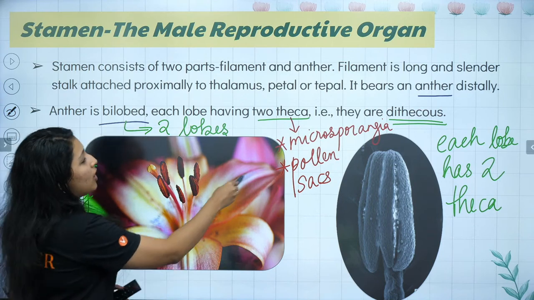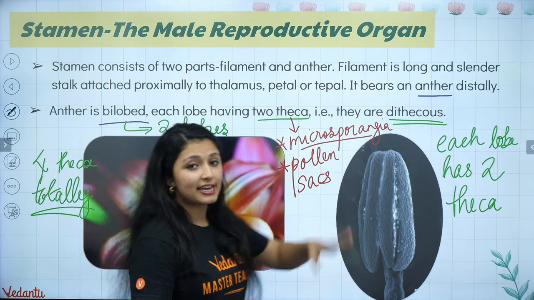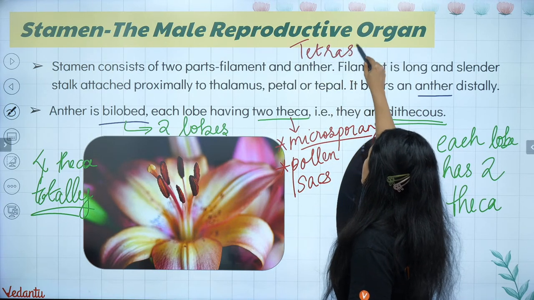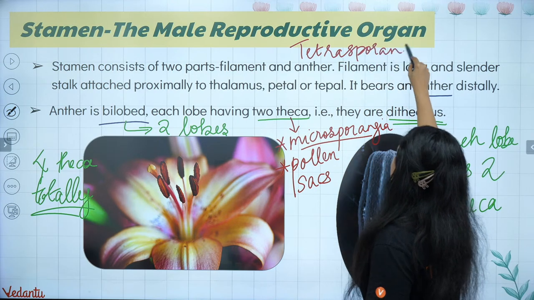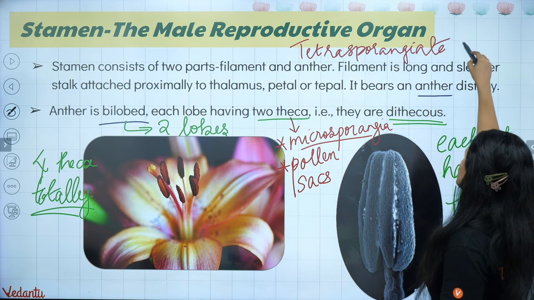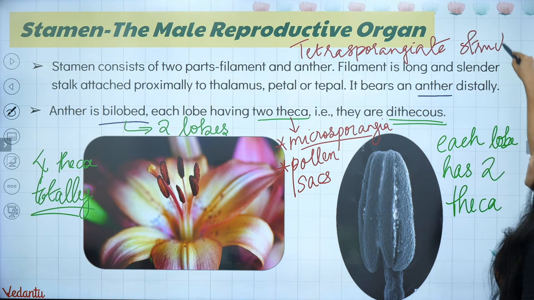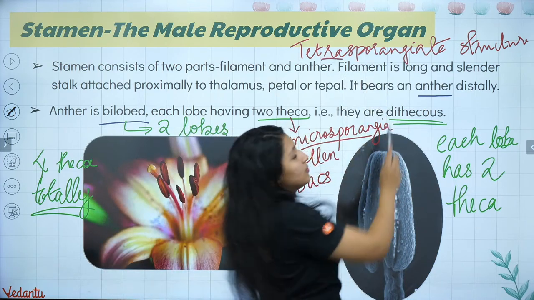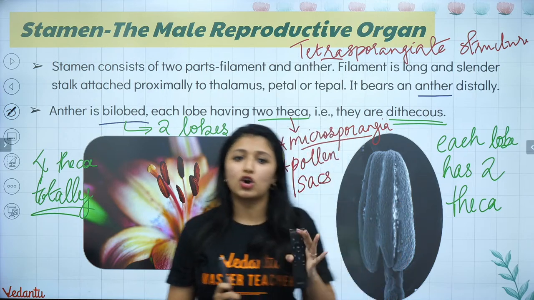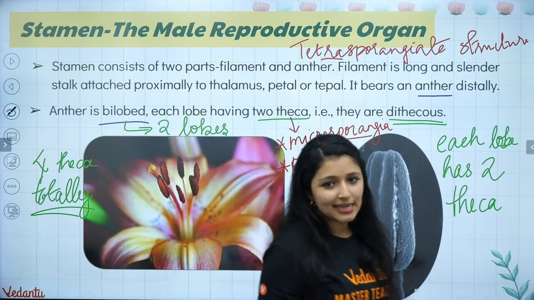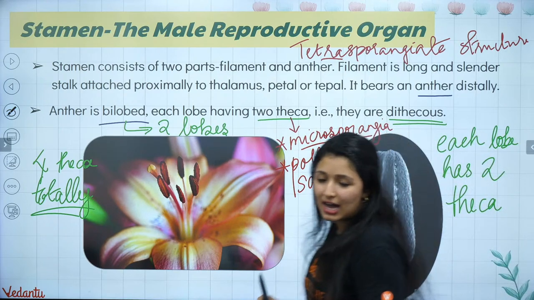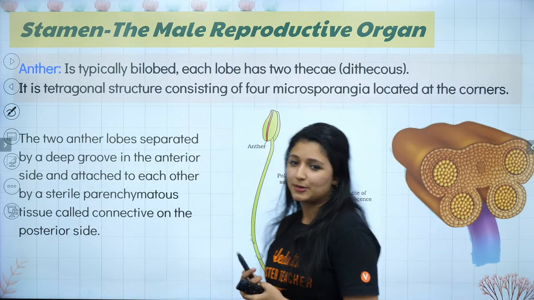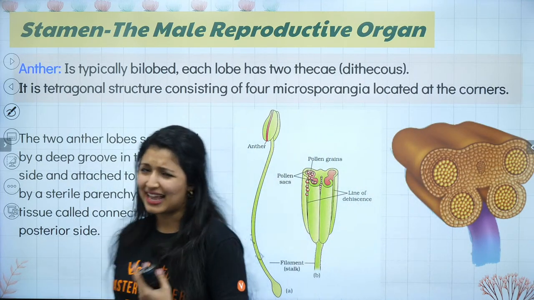So, when you call them microsporangia, because there are four microsporangia, you call it a tetrasporangiate structure. Why? Tetra means four. Got it? So, since there are four microsporangia, you call it a tetrasporangiate structure. Easy? If it's easy, can I see some green hearts? Awesome. If you guys are not going to give me a green heart, I'll give it for myself.